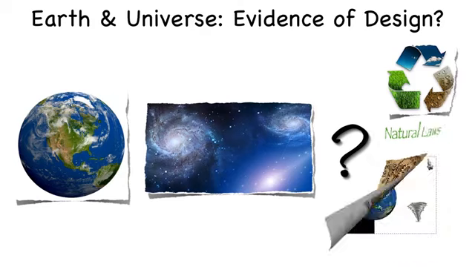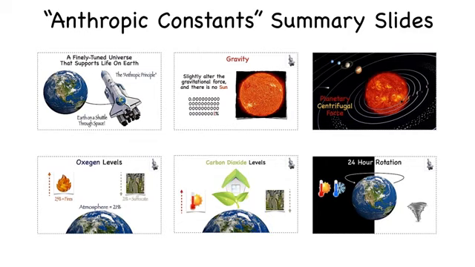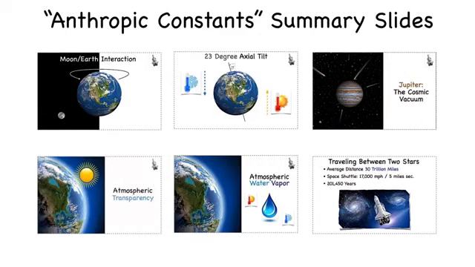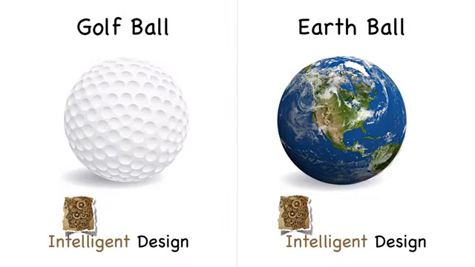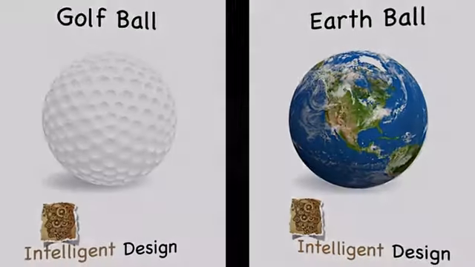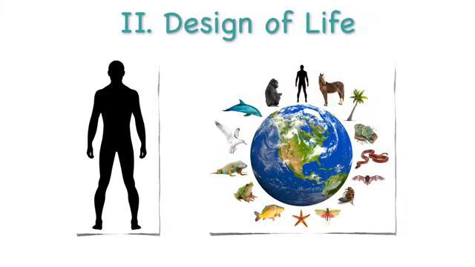And we discovered that there is indeed strong evidence for the Earth and universe's design, as we looked at 11 of the 122 anthropic constants that make it possible for human life to survive in the midst of the deadly conditions of space. We also saw that just like the golf ball, the Earth ball displays strong evidence for design. Since both have been designed, they both had to have a designer. Okay, let's get started now with the teleological argument for the design of life.